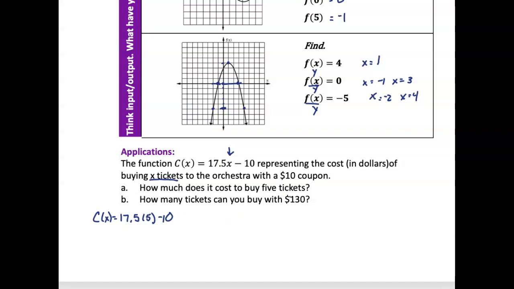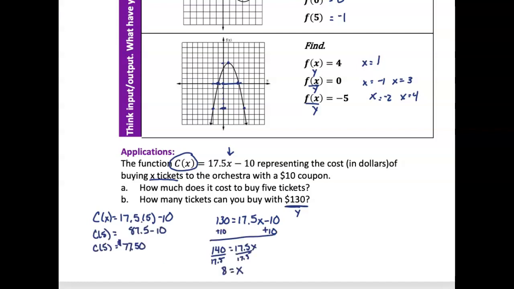B says, how many tickets can you buy with $130? Did it tell you how many tickets you were buying? No, it told you your total. Total money is almost always Y. So they've given me what Y is, or in this case, they've given me c of X. So that would be 130 equals 17.5 times x minus 10. This time I'm looking for the input. So go ahead and solve both of these and then check back.